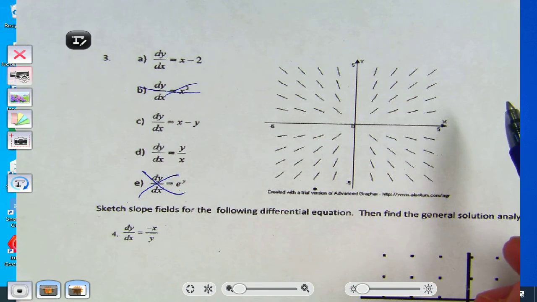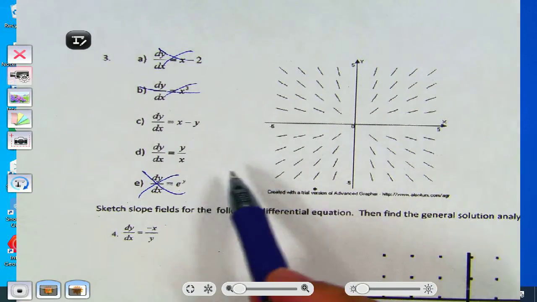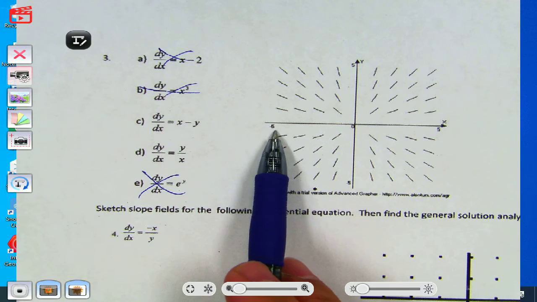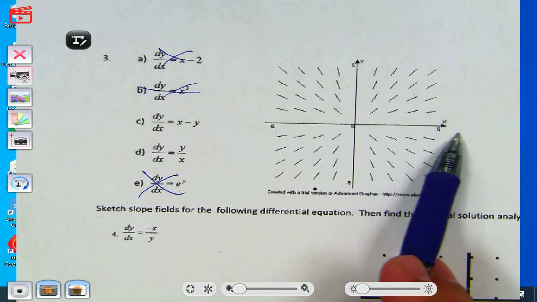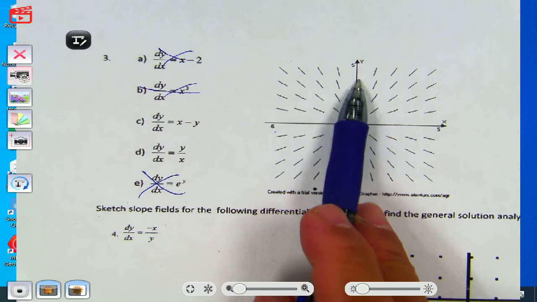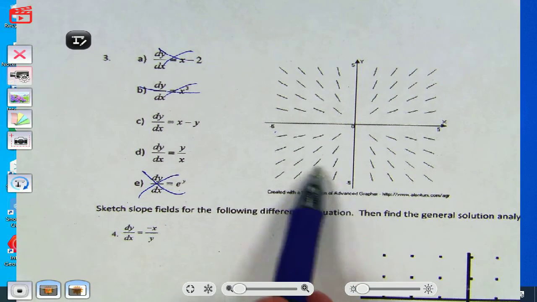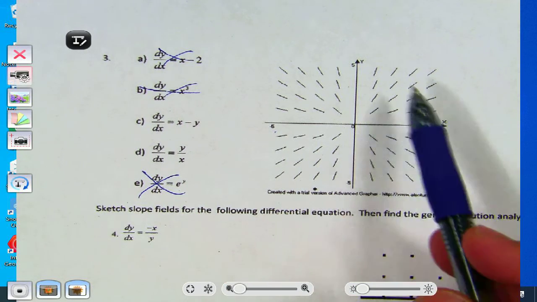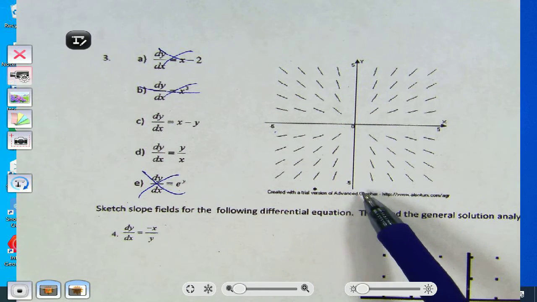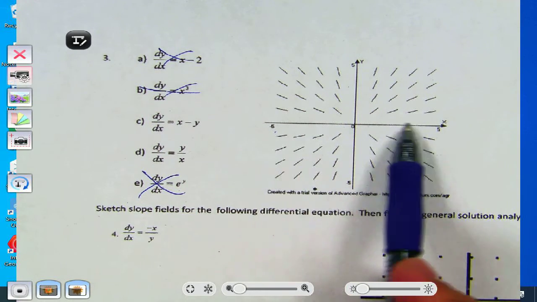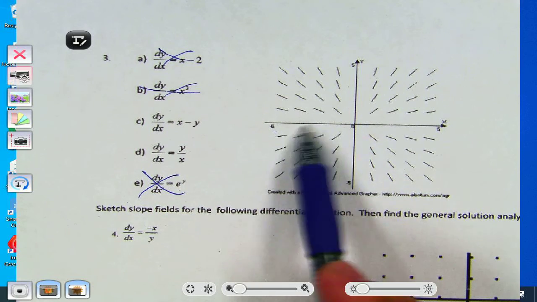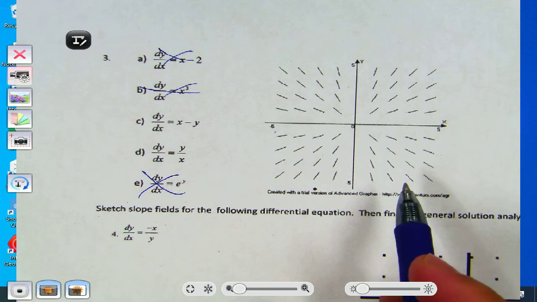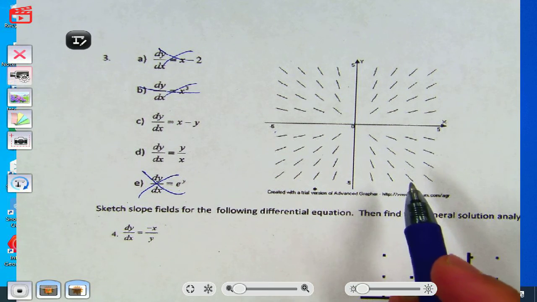It's not A. So it's one of these two. So x minus y, y over x. Oh, there are y's in those two. And look what's going on here. There are no lines on the axes, or at least you can't tell on the y-axis. So it's probably y over x. But here's the problem. They didn't draw it on the x-axis either. Horizontal, so you can't really tell if they're there or not.